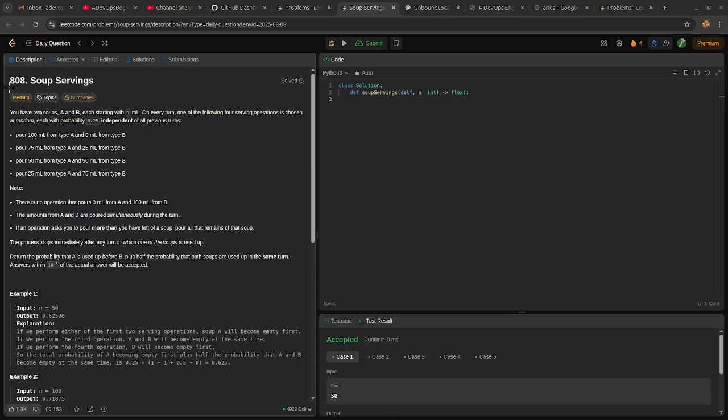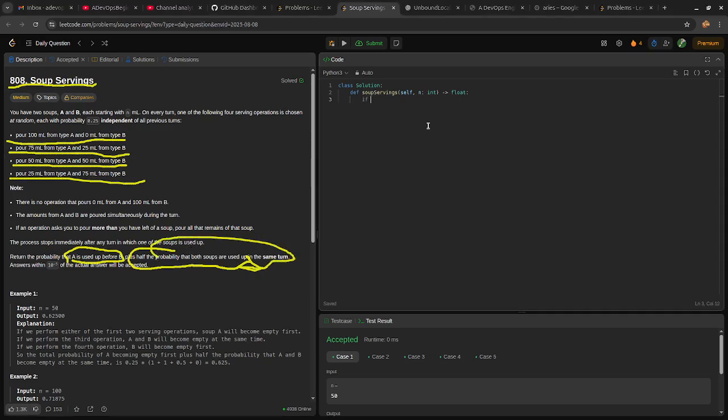Leetcode medium problem 808, soup servings. So we have 4 options of operations. And we want to know the probability that A is used up before B, and half of the probability that both soups are used up in the same turn.